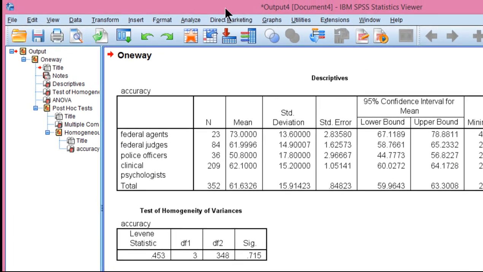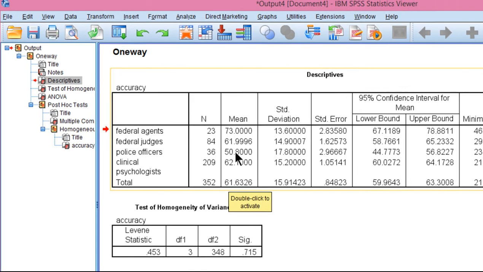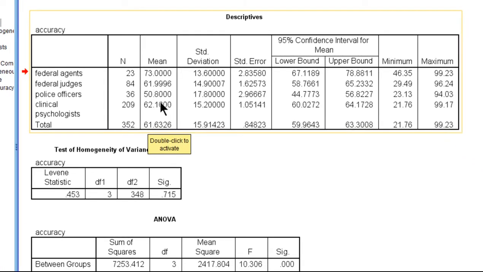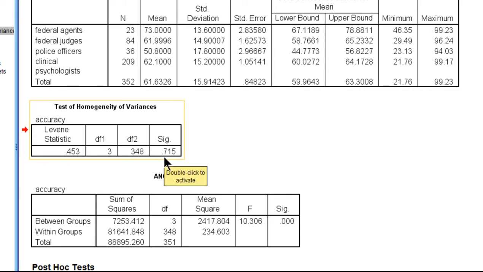And here we get the descriptive statistics associated with all four groups as well as the total. And we can see that the federal agents have the highest mean accuracy at detecting liars. And numerically, the police officers were the lowest. And so the null hypothesis looks like it might get rejected, but we don't know. We need to test it statistically. The homogeneity of variance assumption has been satisfied, because the p-value is greater than 0.05.